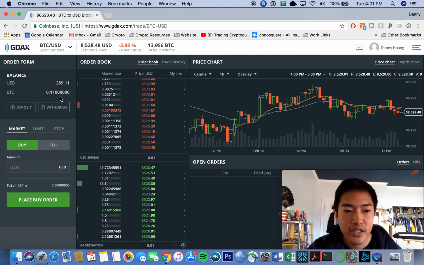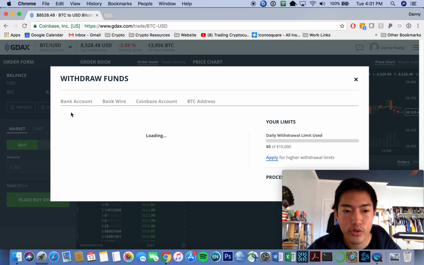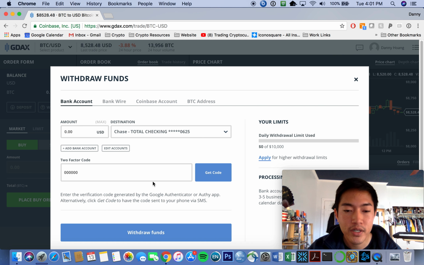Once you have some money here and you want to withdraw it, just click withdraw, and you can send money directly to your bank account. It's pretty quick and easy. I've done it a couple times now.